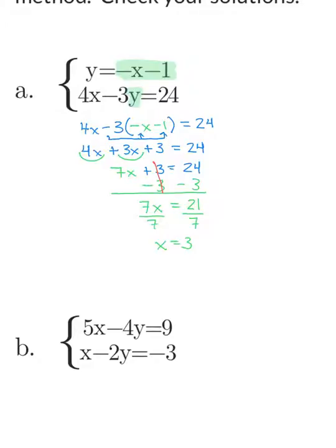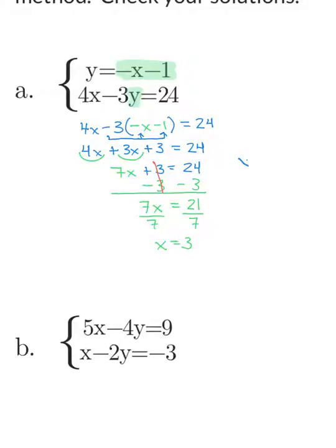But the thing to remember here is that we have both an x and a y in our original problem. So what I need to do from here is take 3 and plug it back into an original equation in order to find y. So let's plug it into the first equation. That one looks a little easier to work with. But ultimately, it does not matter.